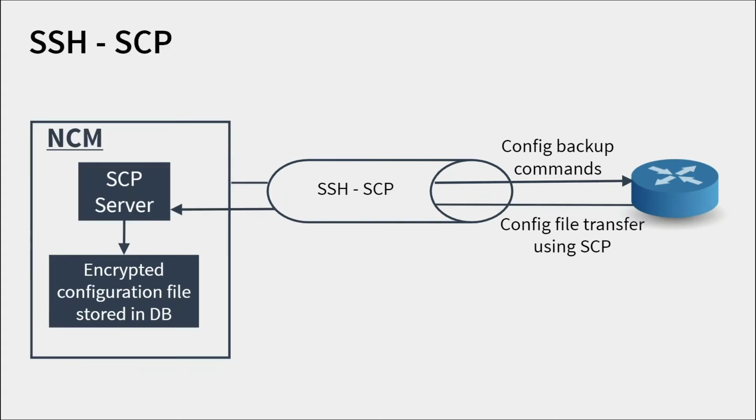Now, SSH SCP. NCM will establish a communication channel between NCM and the device, and through the SSH channel, it will send the configuration commands, and on receiving it, the file will be transferred using SCP. This file will be received by the SCP server, and it will be encrypted and stored in the database.